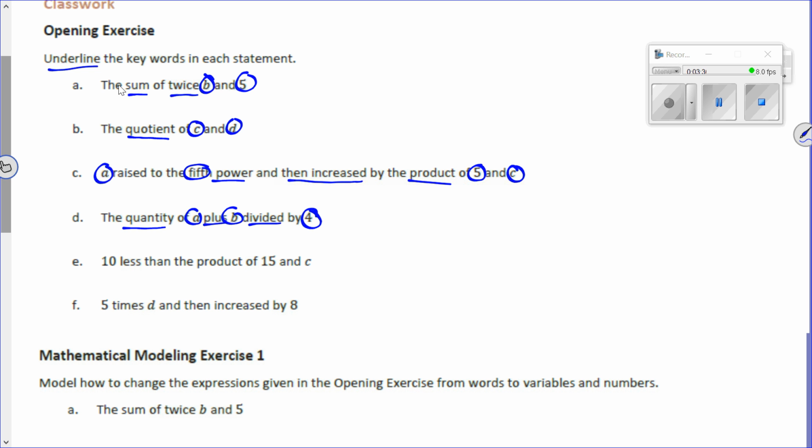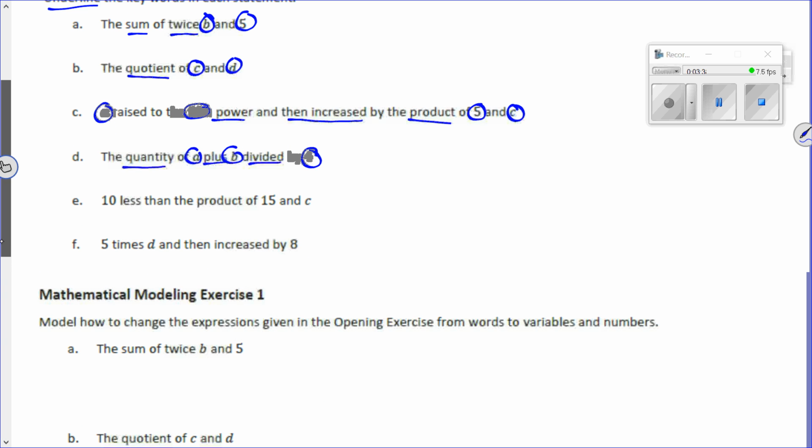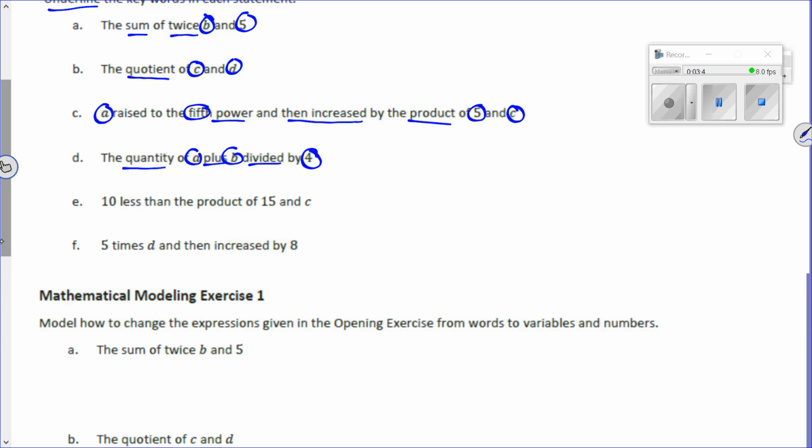It would make sense if that of wasn't there, because then it would just say quantity A. Right, that A is a number. Correct. So if you really want to underline the of as well, feel free. But really the key part there is that quantity. Okay, 10 less than the product of 15 and C. Less than, key for 2 reasons, right? It's telling me what? Flipping symbol. Good, flipping and subtraction. Okay? 5 times D and then increased by 8. So we do 5 times D, and then after that we do plus 8.